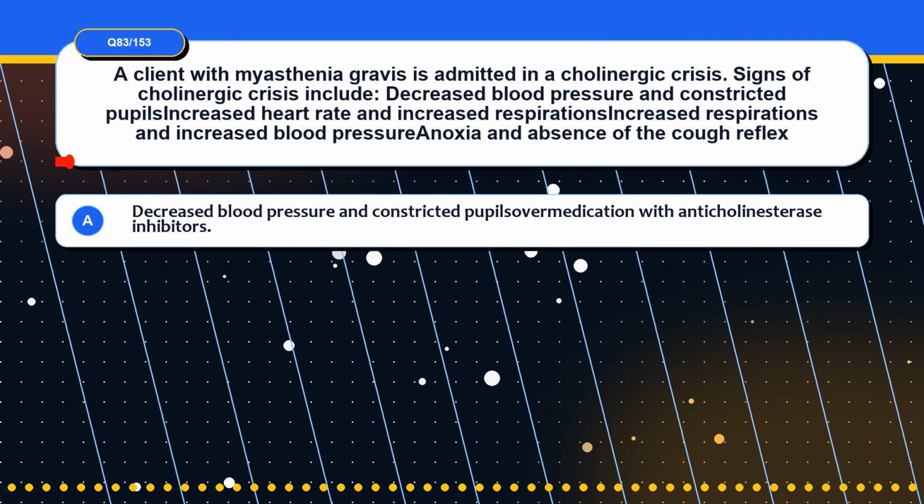Question 83. A client with myasthenia gravis is admitted in a cholinergic crisis. Signs of cholinergic crisis include decreased blood pressure and constricted pupils, increased heart rate and increased respirations, or increased blood pressure, anoxia, and absence of the cough reflex. Here are the options. Option A, decreased blood pressure and constricted pupils, from over-medication with anticholinesterase inhibitors.